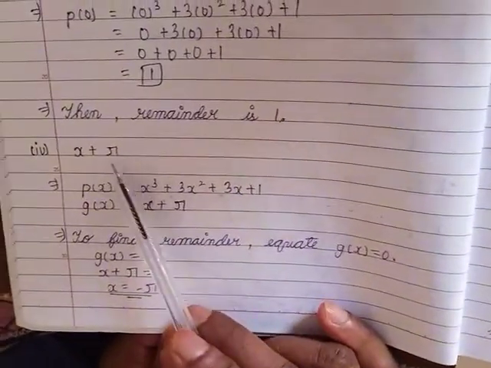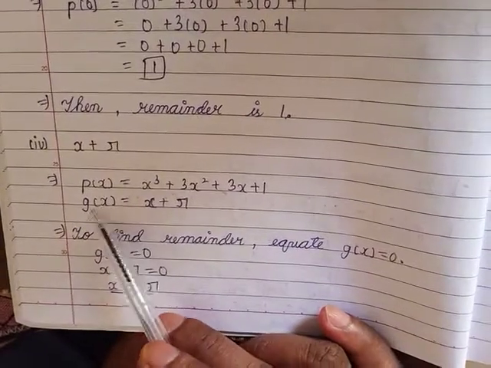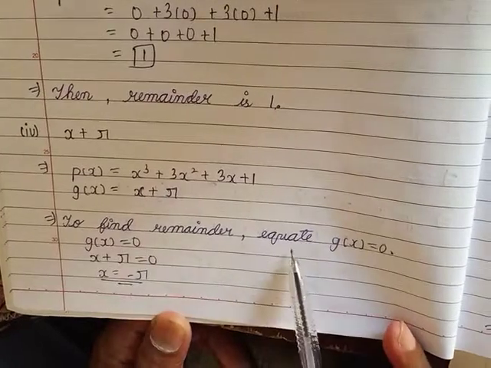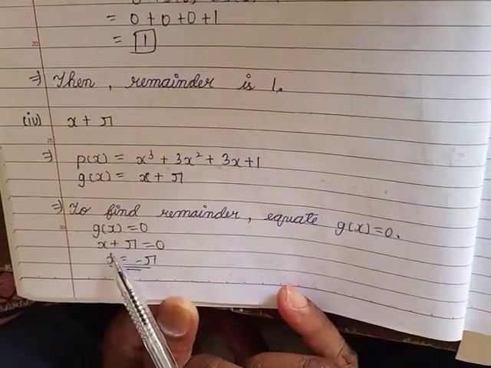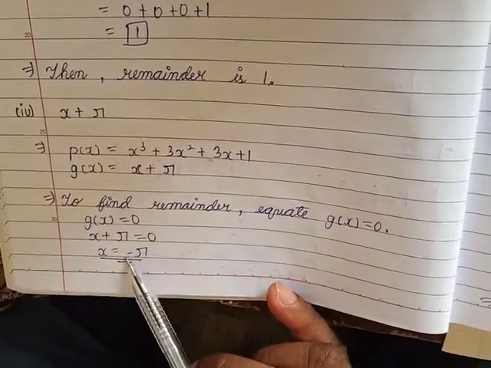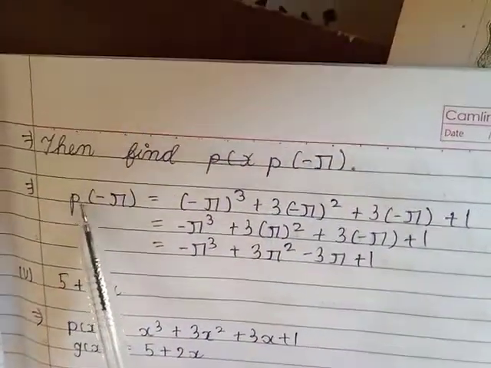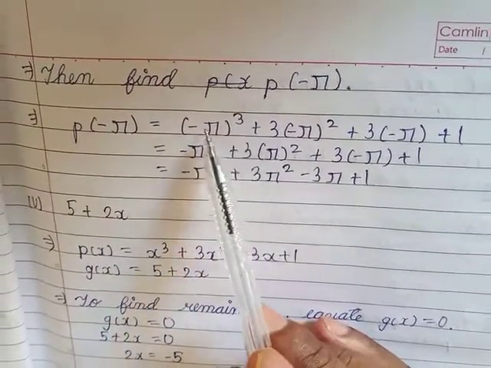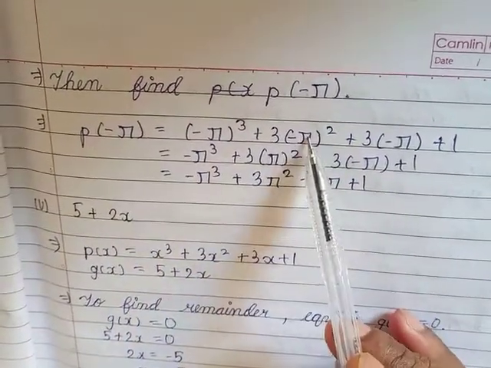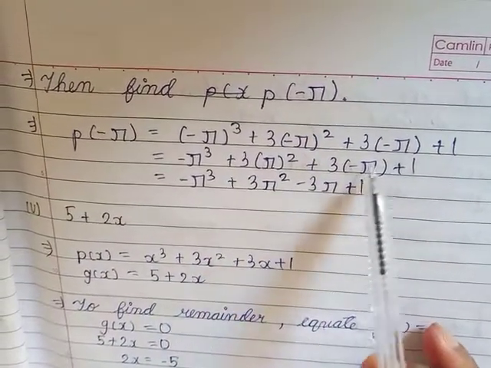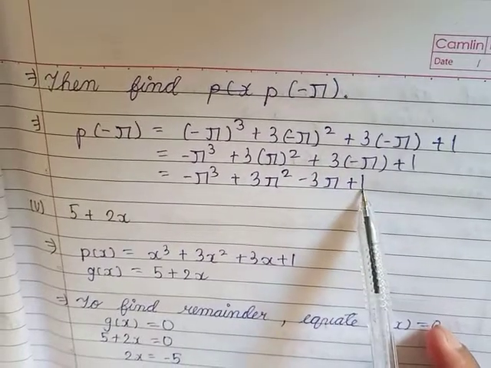Now x is equal to pi. What is g of x? G of x is equal to x plus pi. To find the remainder, equate g of x is equal to 0. So x is equal to minus pi. So substitute minus pi in the place of x. So p of minus pi is equal to minus pi cube. Again it is an odd power, so the answer will be minus. It is an even power, so it will be plus. 3 into pi square, it is minus, so minus 3 pi.